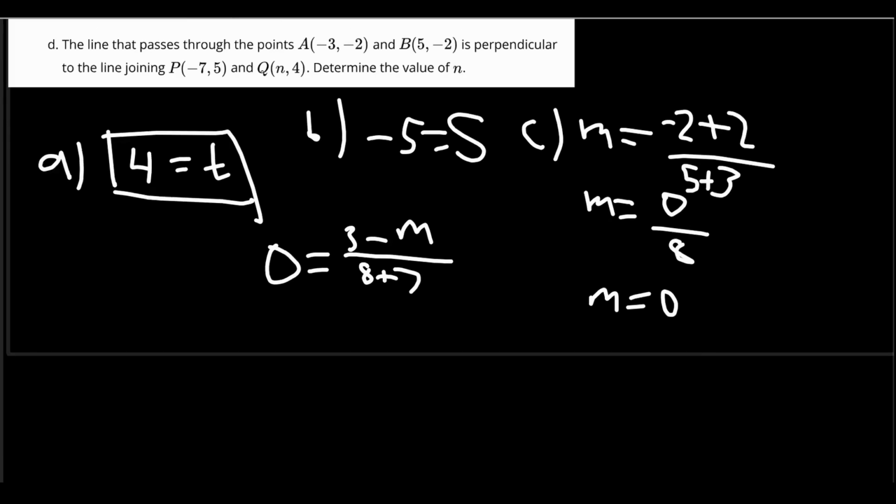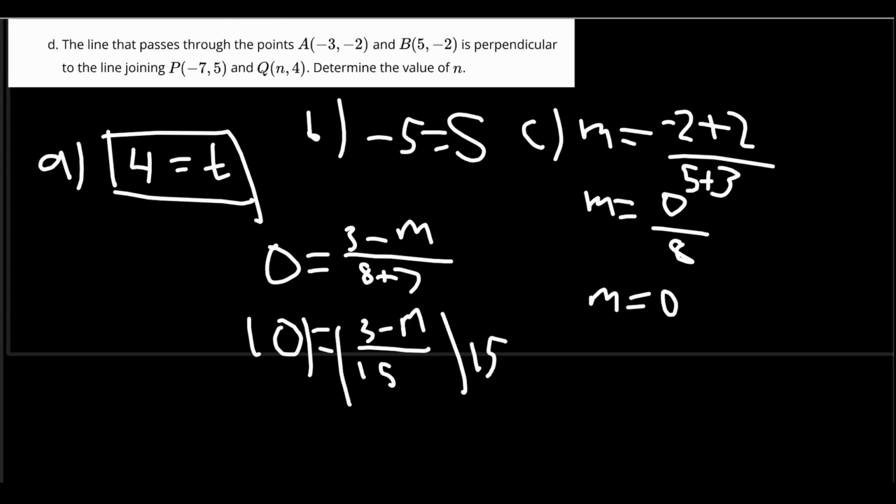And we can just ignore the denominator, but I'll still solve it anyways, as I did in the previous questions. So we have 0 is equal to 3 minus m over 15. And we can just multiply both sides by 15 to cancel that out.